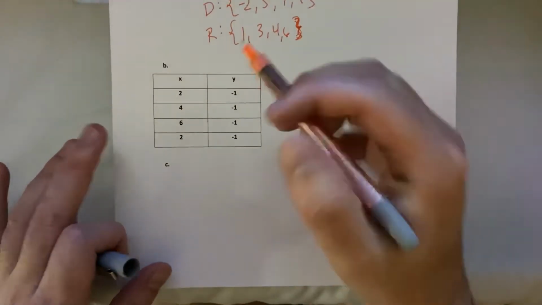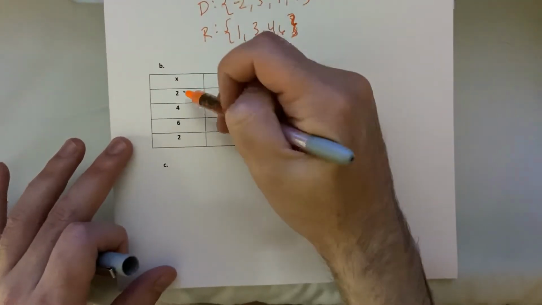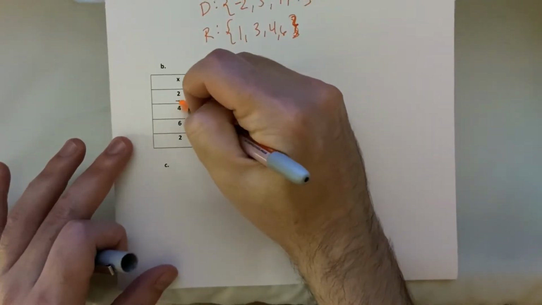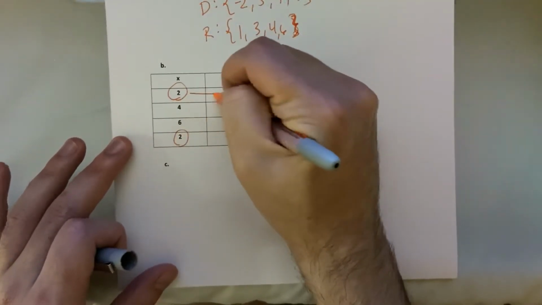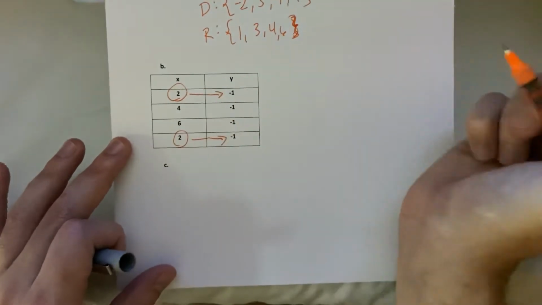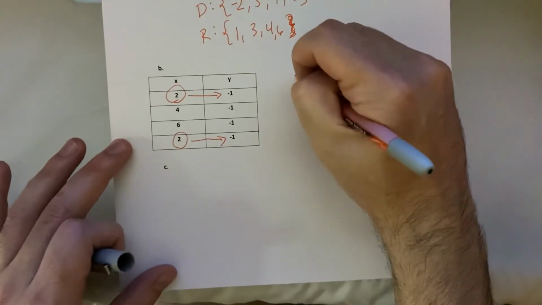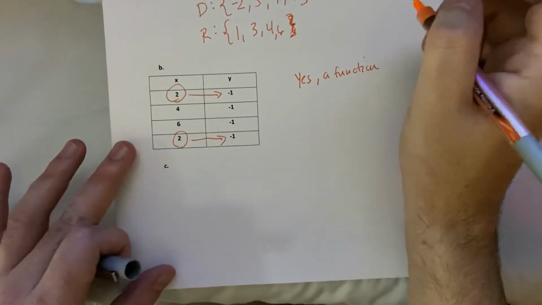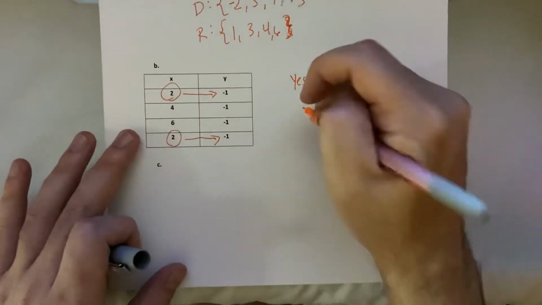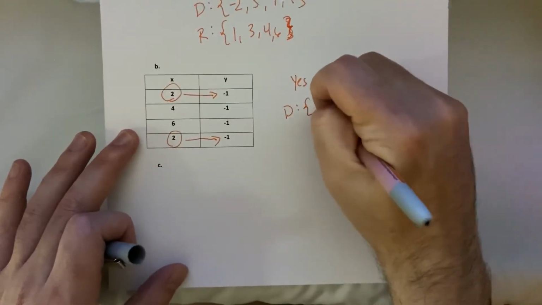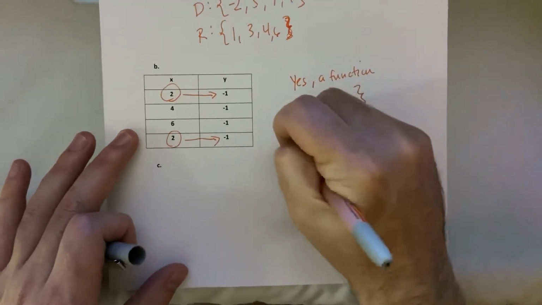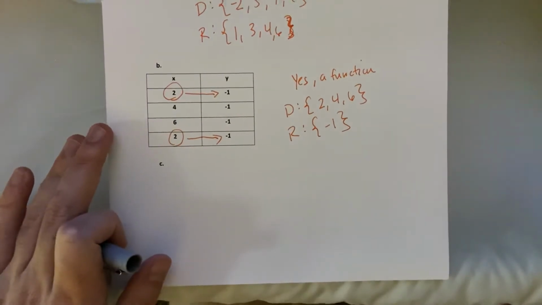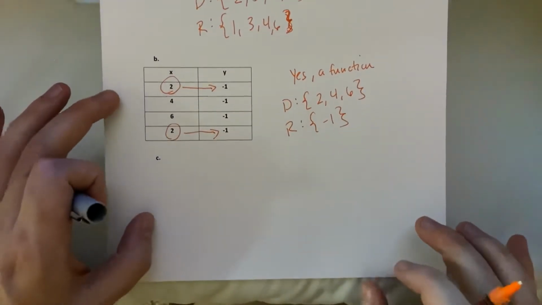Okay, now ways that you can be tricked. Looking at this table, x is 2, 4, 6, 2 and y is -1, -1, -1, -1. Yes, we have a repeating x value, but both of those x's are going to the same y value, so this is a function. Just because you see two of the same x value doesn't mean it's not a function if they're going to the same place. Our domain, looks like we have 2, 4, and 6. And our range is just -1. Everything's going to -1 from what we can tell, which is a possibility.